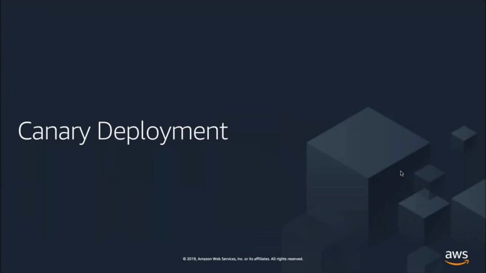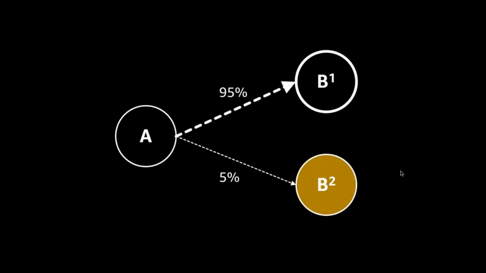And let's contrast that with Canary Deployment. In the Canary Deployment, again, I've got A and B here, and what I'm going to do is roll out this new version, but I'm only going to send a small amount of traffic to it. So B1 is still live, it's still receiving traffic, and in this example, it's 95% of the traffic, and B2 is getting 5% of the traffic.